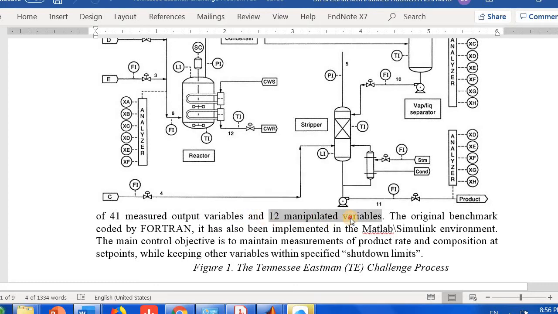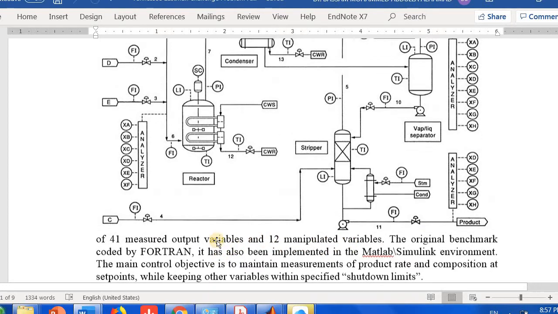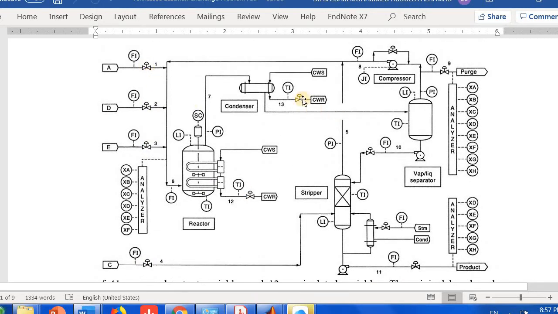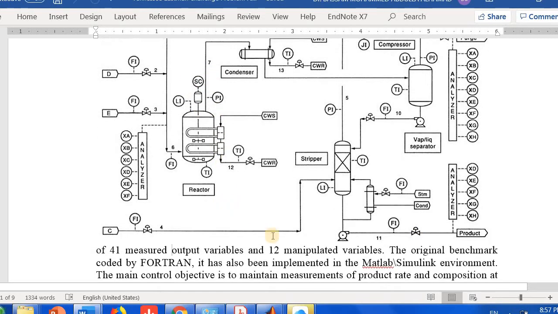And I have 12 manipulated variables. So what do we have? Usually the manipulated variables are the ones that I can manipulate or change, that I use for control. So what do I have here? I have this valve. Usually this is presented as a valve. This is the manipulated variable. So I have 1, 2, and 3, 4, 5, 6, 7, 8, 9, 10, 11, and the stirrer could also be counted if you want as 12.